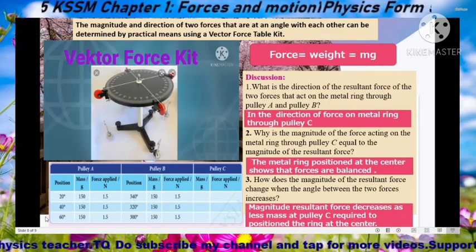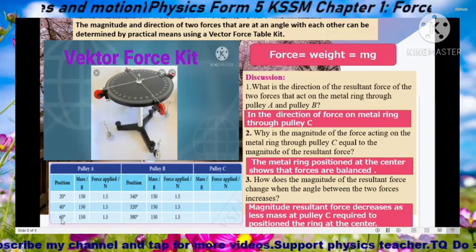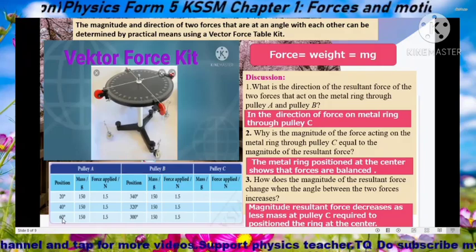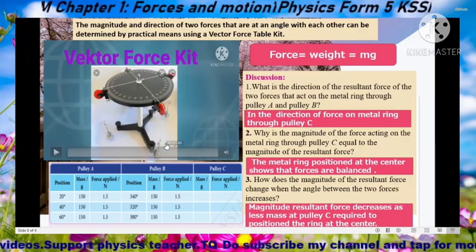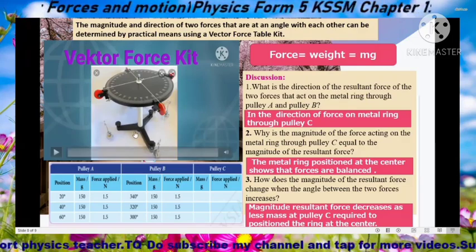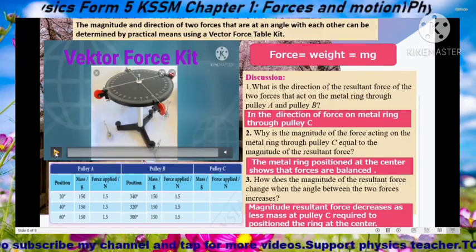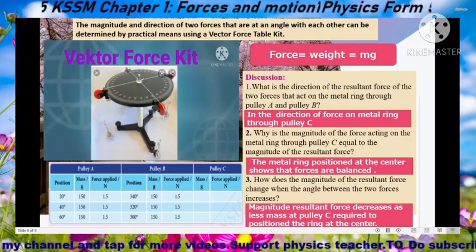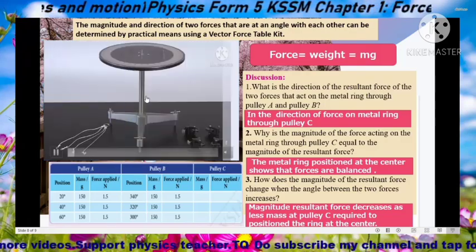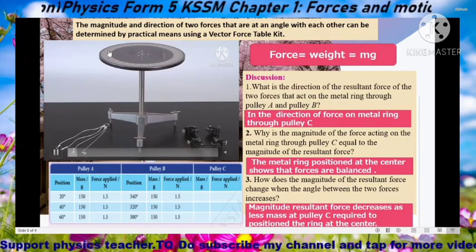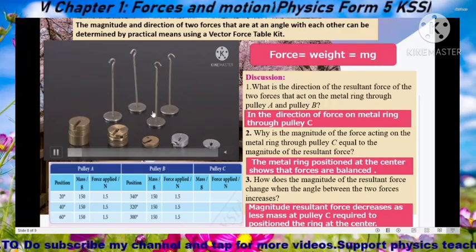The second one, the angle between is 80 degrees. The third one, the angle between is 120 degrees. Okay, so how we use this vector force table kit, you can watch this video. So we use it for addition of force. You can see this is the vector force table kit. So we use slotted weights.